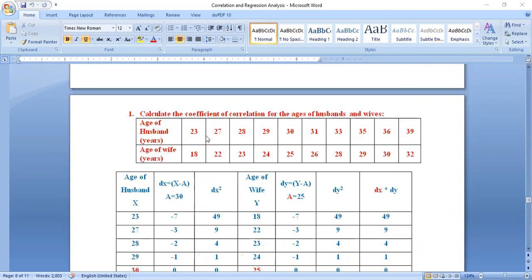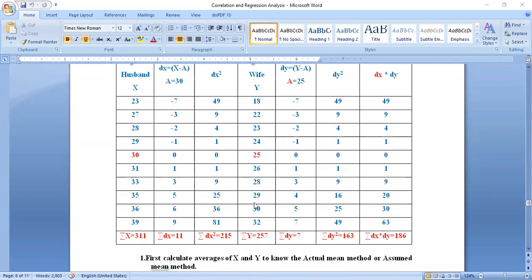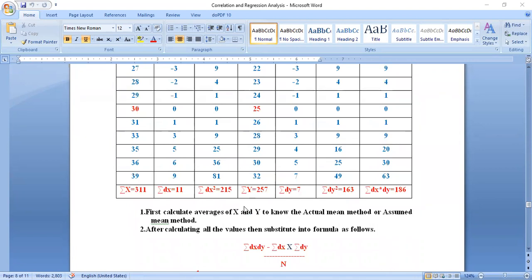First of all, you have to observe the problem. X and Y variables we call them, or sometimes X1, X2 will be given, or Y1, Y2. First you have to calculate the average of X and Y. Suppose in this given problem you got 311, X bar is equal to 311 divided by 10, that is 31.10, a value in fraction. So this problem belongs to the assumed mean method. So you have to follow this procedure.